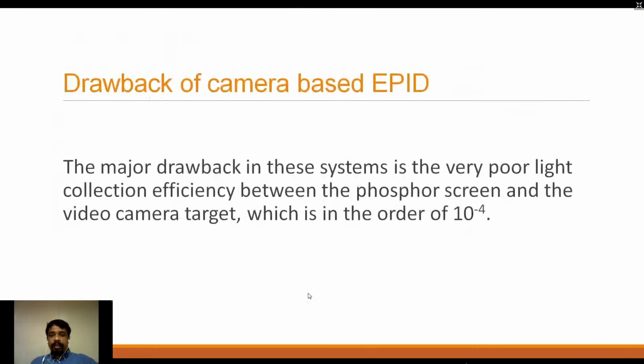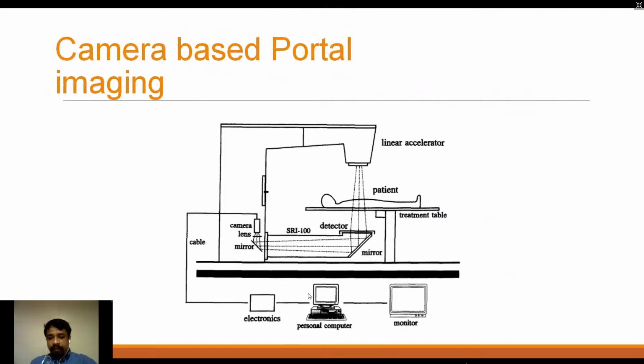How it works is you have an image and a detector, and these detectors convert the X-rays into light using a thin film sheet which converts your X-rays into visible light, and it will be captured by a camera and converted into an image.